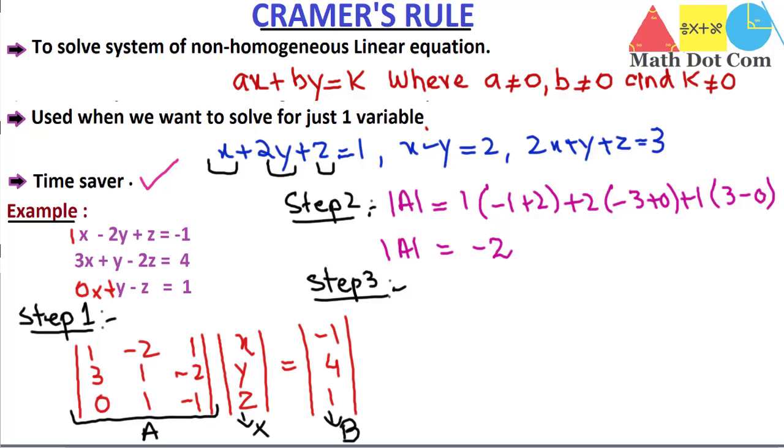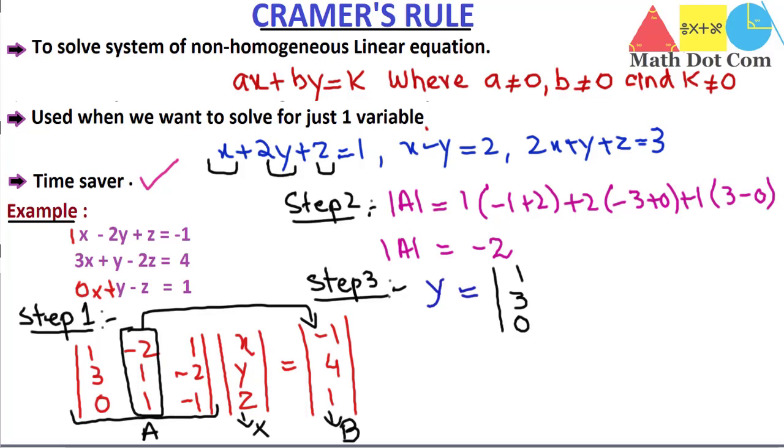So if I say I want the value of y, what will I do? I will write y here. If I want to find the value of y, I have to replace this column of the A matrix by the B matrix. So I can write this as 1, 3, 0 and the second column will be replaced by the B matrix. So minus 1, 4, 1 and then the remaining elements of the matrix A: 1, minus 2, minus 1.